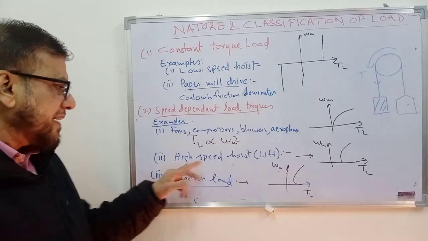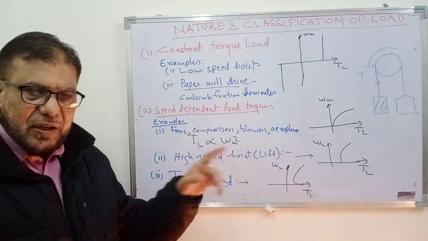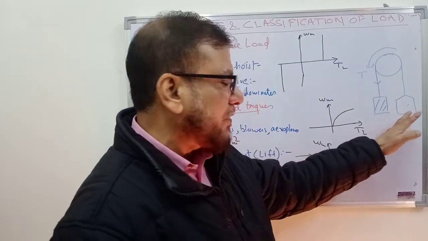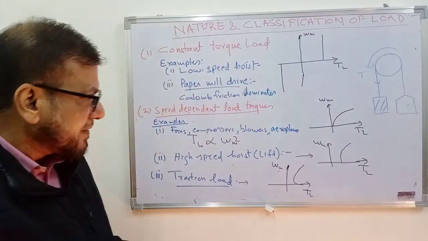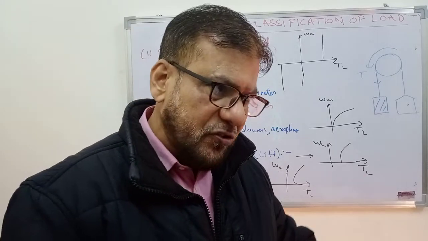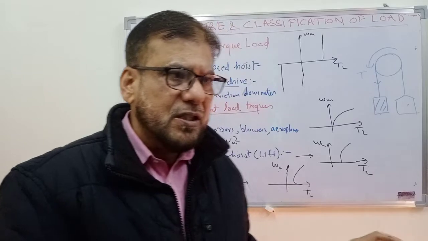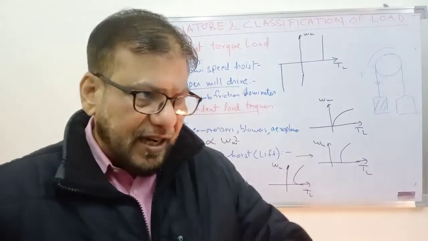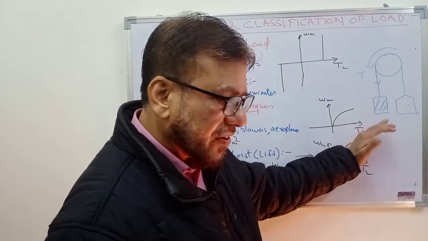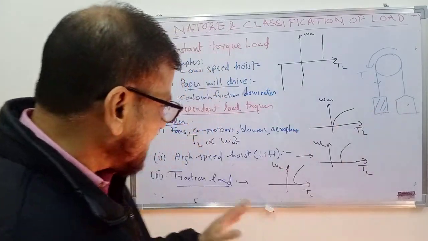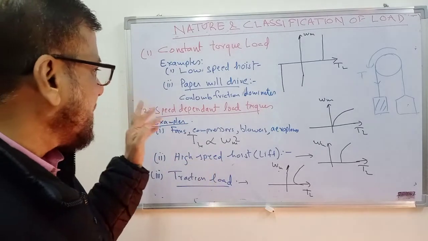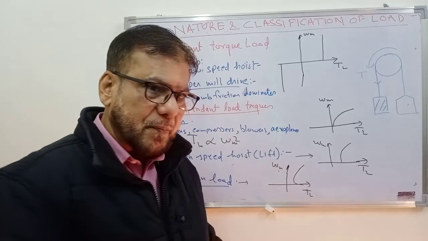And the high speed hoist, that is lift: at low speed the torque was only because of the gravitational torque. But as the speed is increased beyond a certain value, the wind friction torque, which was present even at low speed but negligible, becomes considerable at high speeds, and the total load torque starts increasing after a certain speed. So this high speed hoist can also be considered as an example of speed dependent load torque.